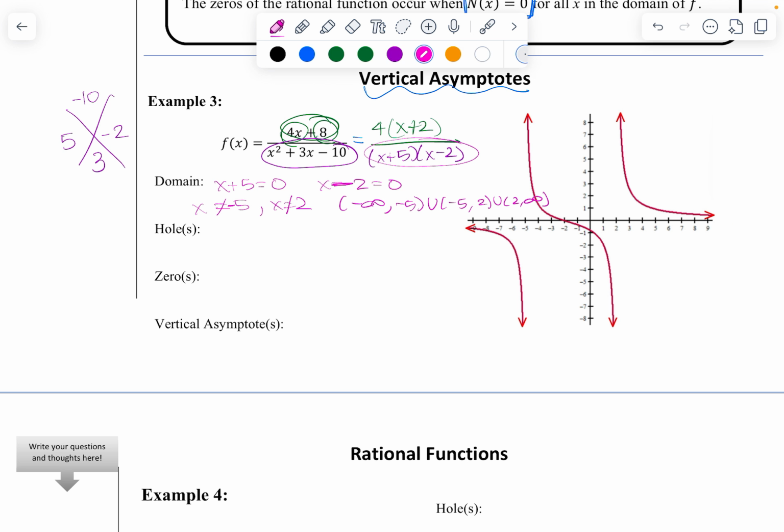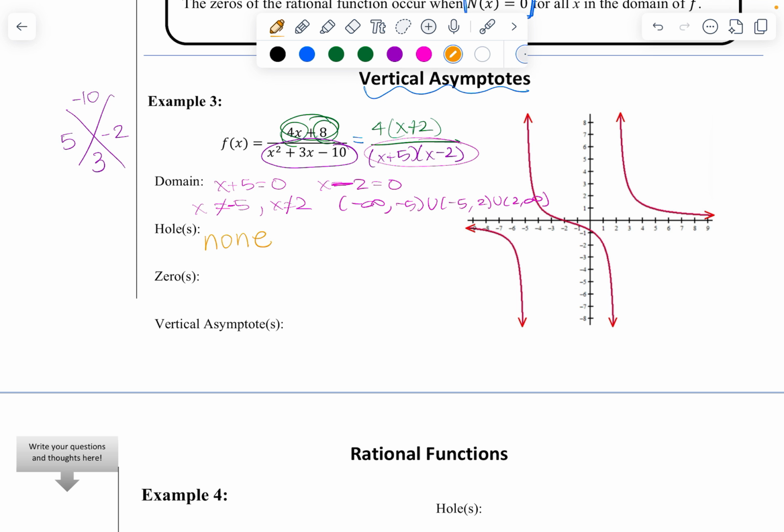Now, if I'm going to look for a hole, remember a hole is where we have a common factor in the numerator and the denominator. So if I look at the numerator here, x plus 2, and the denominator here, I don't see a common factor. I do see both 2's, but this is a plus and this is a minus. Therefore, it's not common. So this one does not have a hole.